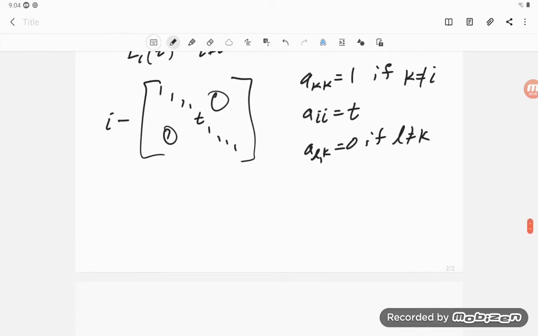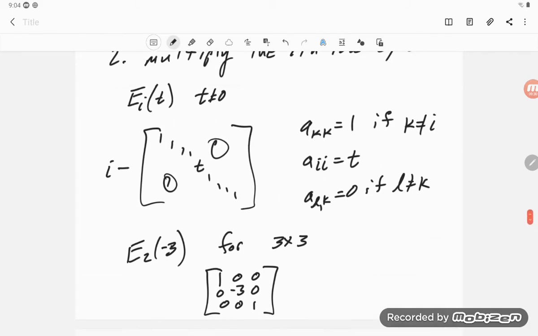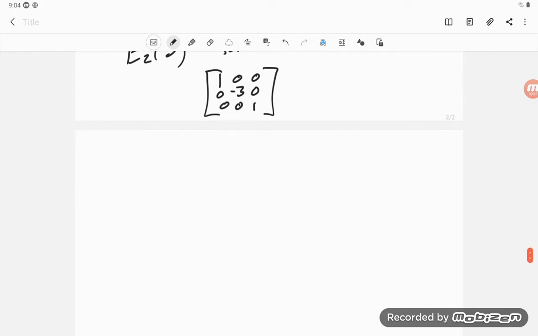And so again, if you had something like E2 of -3, for 3 by 3 matrices, then I've got 1 0 0, 0 -3 0, 0 0 1, and that's my matrix there for doing that.